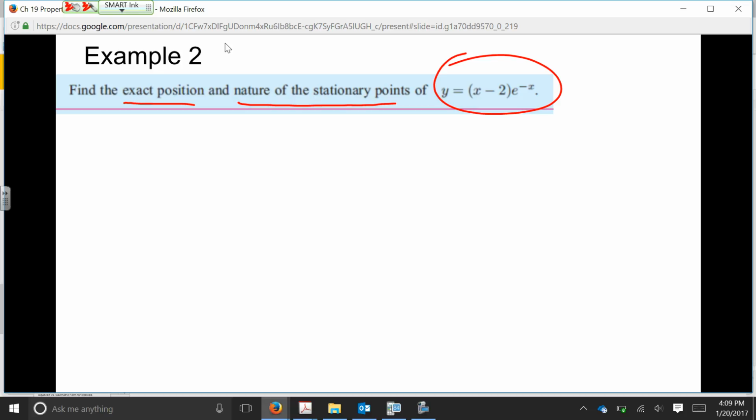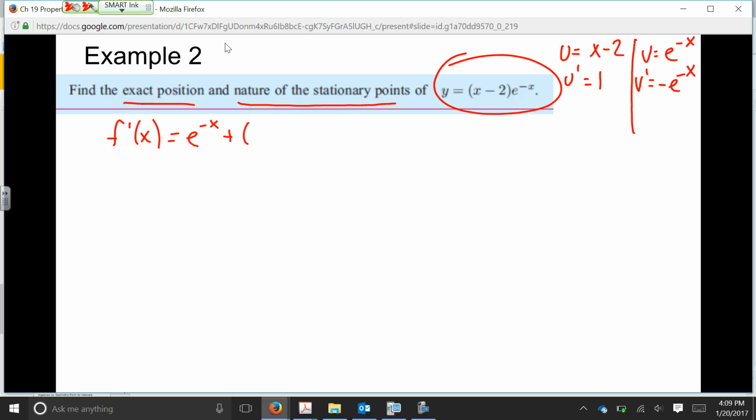find our derivative function. So if I see that I have y equals, let's go ahead and write out the product rule. We're going to say that u is x minus 2, so u prime is 1. v is e to the negative x, so v prime is negative e to the negative x. And now we could find f prime of x just by plugging in: e to the negative x plus x minus 2 times negative e to the negative x.